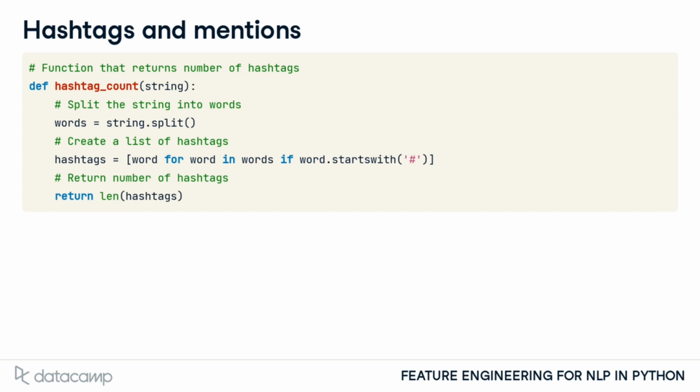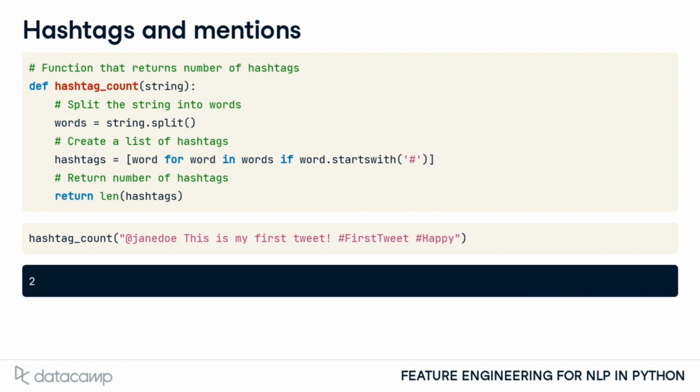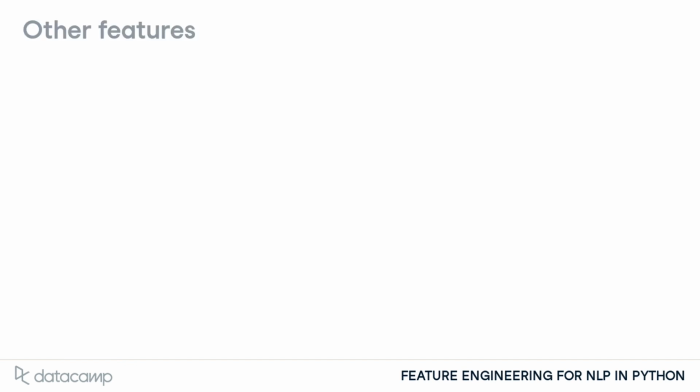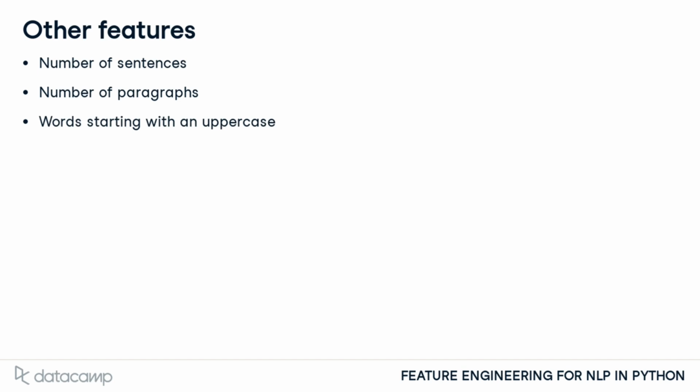Let's see this function in action. When we pass the string '@JaneDoe this is my first tweet #first_tweet #happy', the function returns 2, which is indeed the number of hashtags in the string. There are other basic features we can compute, such as the number of sentences, number of paragraphs, number of words starting with an uppercase, all capital words, numeric quantities, etc. The procedure to do this is extremely similar to the ones we've already covered.